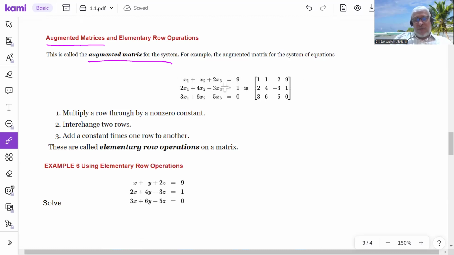But the equation has to be written like this. The numbers are on the right-hand side, and the variables are on the left-hand side. This is the second equation, the third equation. And you can say that the first column represents the coefficients of the first variable, x1, in all three equations. So 1, 2, 3. And the coefficients of x2 are represented by column 2: 1, 4, 6. And these are the coefficients of x3: 2, negative 3, negative 5. And 9, 1, 0 are the constants on the right-hand side.